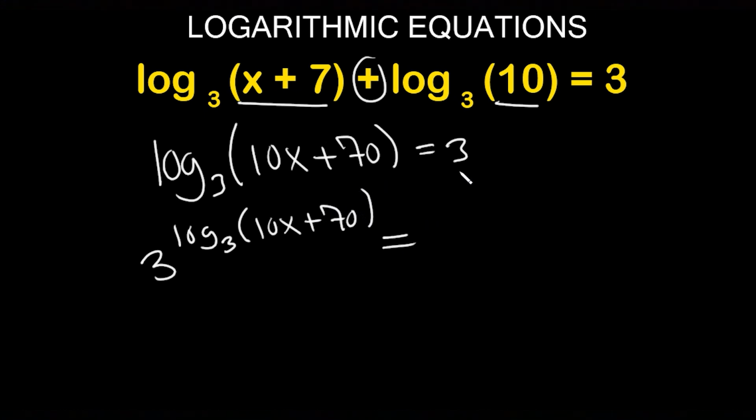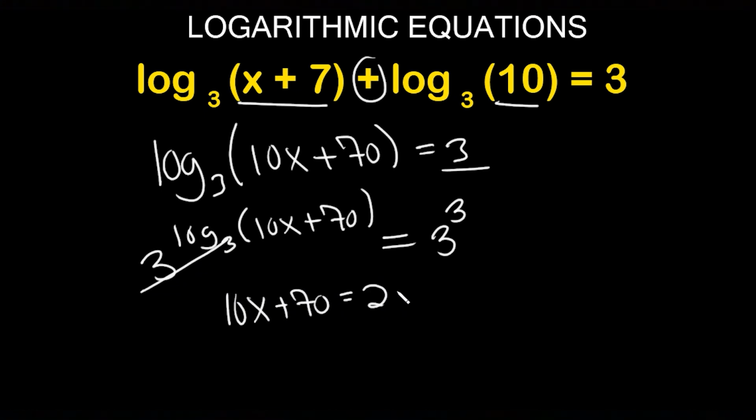And since I did that to the left-hand side, I also have to do it to the right-hand side. So now this value right here is going to have a base of 3. So I'm going to write 3 to the power of 3, just like that, okay? And now the inverse property can be applied right here. That will cancel. I'm left with 10x plus 70 equal to 3 cubed, which is going to give you 27. All we have to do from here is solve for x.